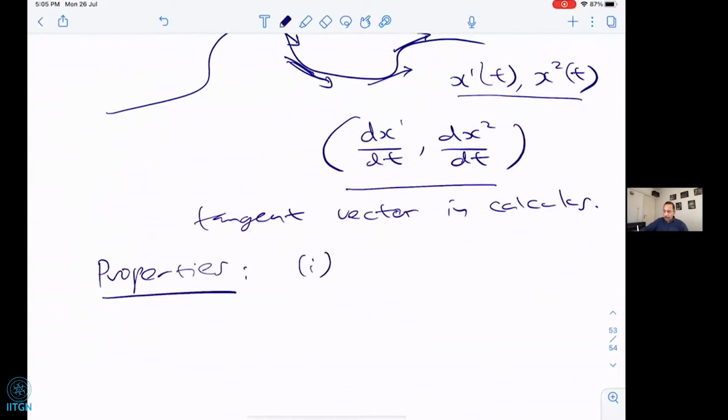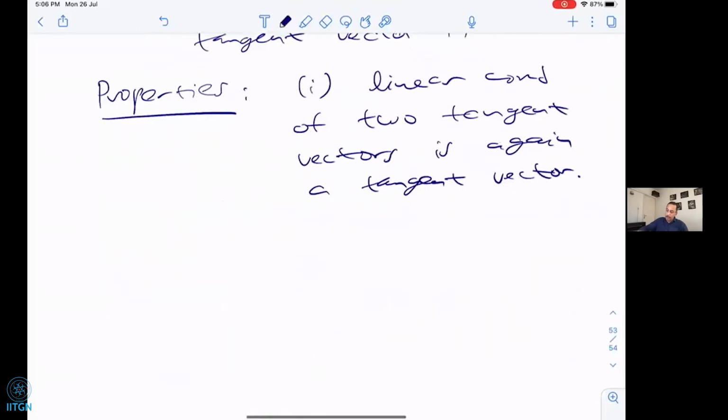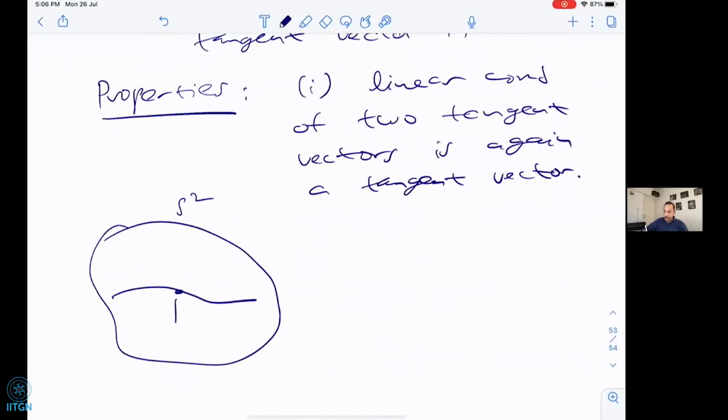One, a linear combination of two tangent vectors is again a tangent vector. Now, this is a curious fact, but let's see what we mean exactly. Let's start with our example manifold, say the sphere S2, and we have our curve, okay? And this is our favorite point, P.